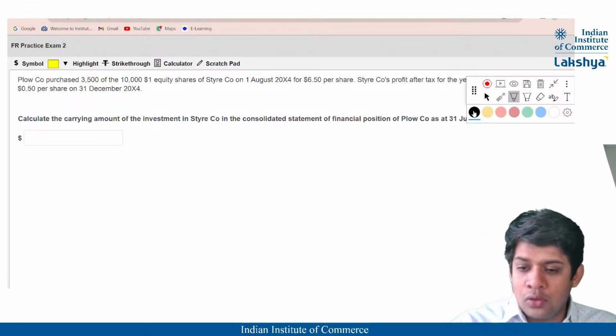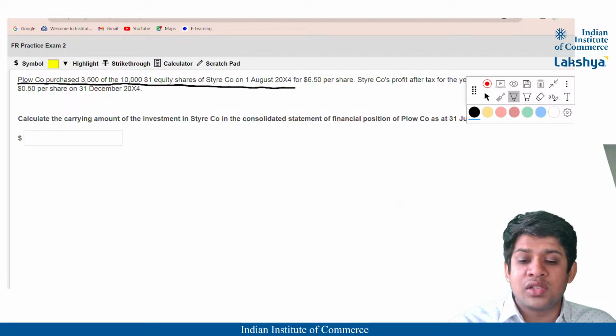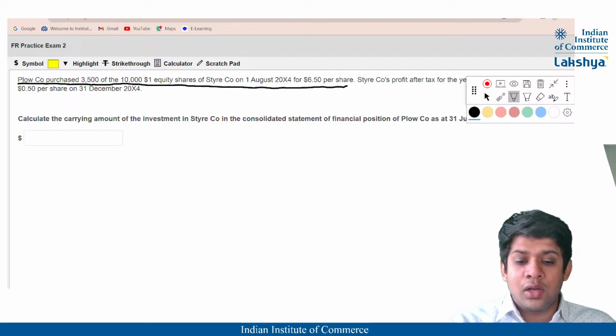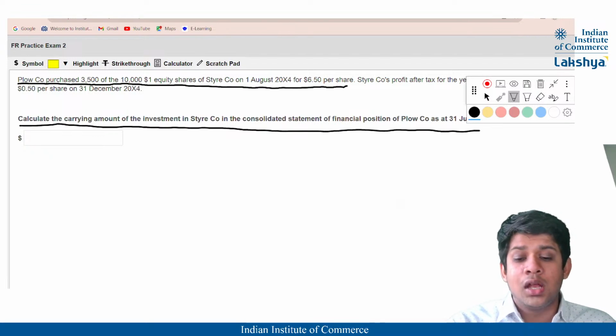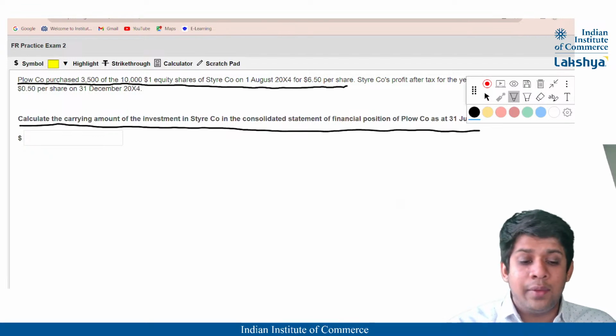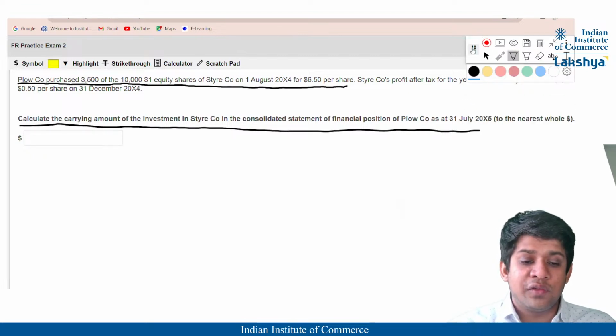Okay. Now, Plow Company purchased 3,500 of the 10,000 equity shares of Steyr Company on 1st August 2014 for $6.5 per share. What are they asking us? Calculate the carrying amount of the investment in Steyr Company in the consolidated statement of financial position of Plow Company as at 31st July 2015.